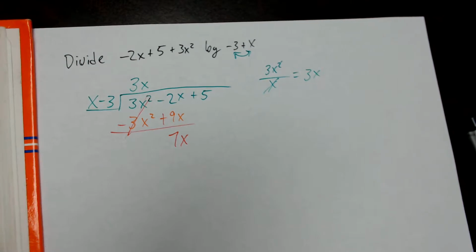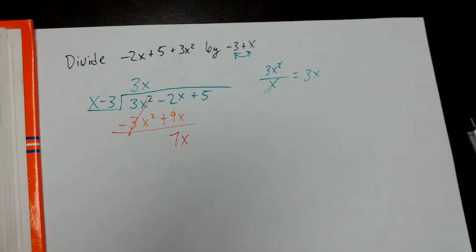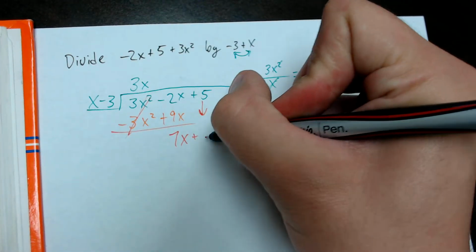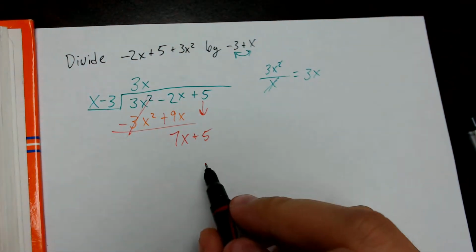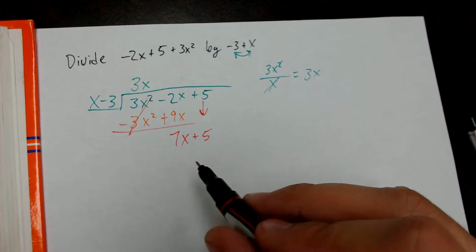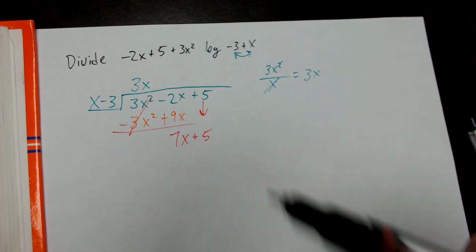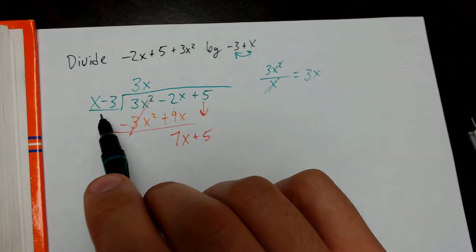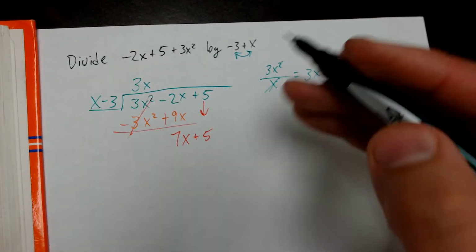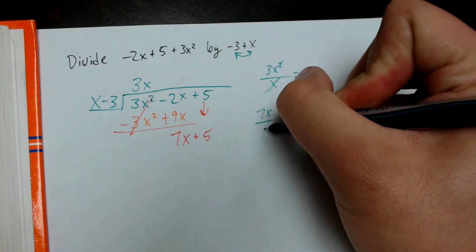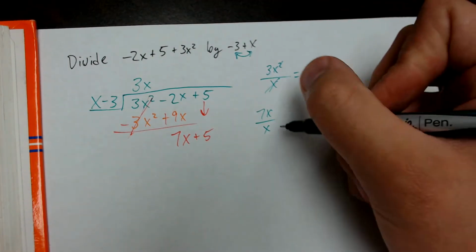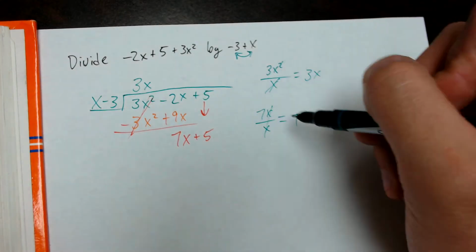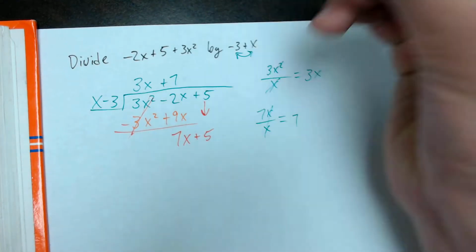And then the last step is just the same as normal division. I'm going to bring down the next term. So plus 5 comes down, so now I have 7x plus 5. And then I start the process all over again. So going back to green, I'm going to test 7x over x. So off to the side, I put 7x over x. That divides, and I get 7, right? So the next number I'm going to put up here is going to be plus 7.